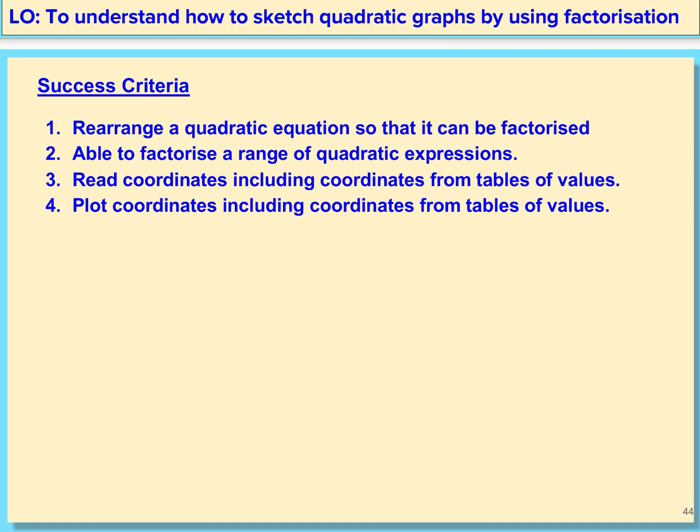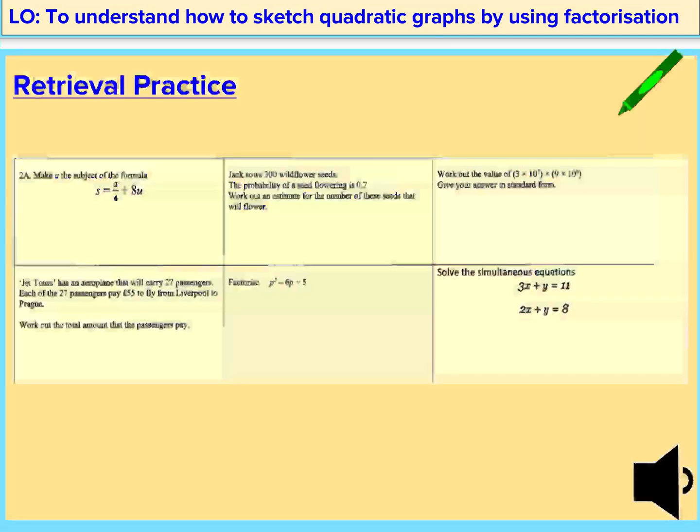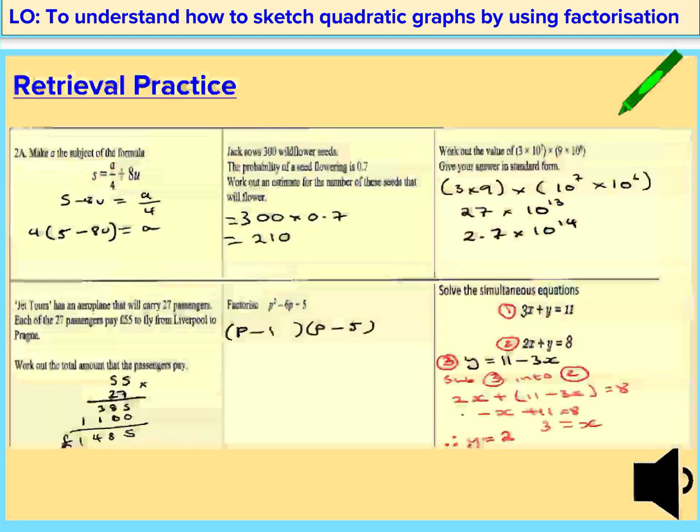The next slide will be the retrieve practice. Make sure to pause the video and give yourself time to complete these questions. Here are the answers. Make sure to mark your work in green pen.